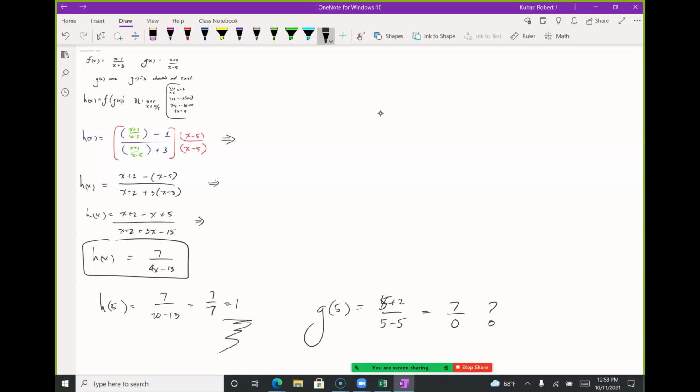Who sees it? You said 1 compared to g. Yes. What is 1 compared to g?